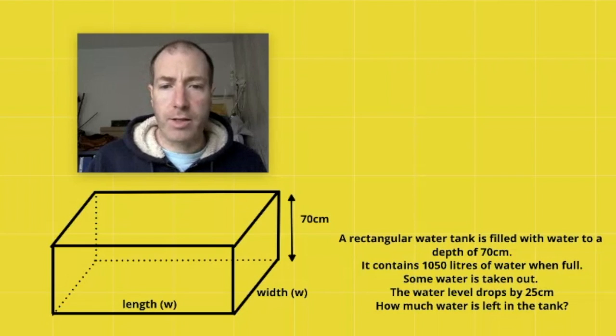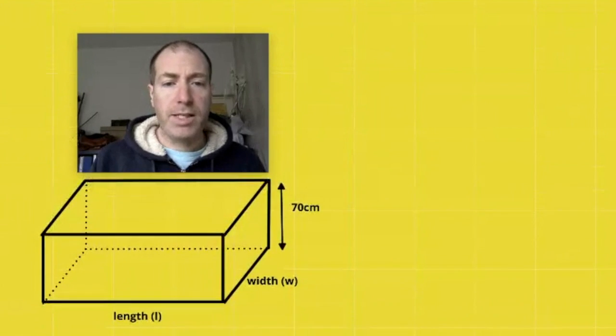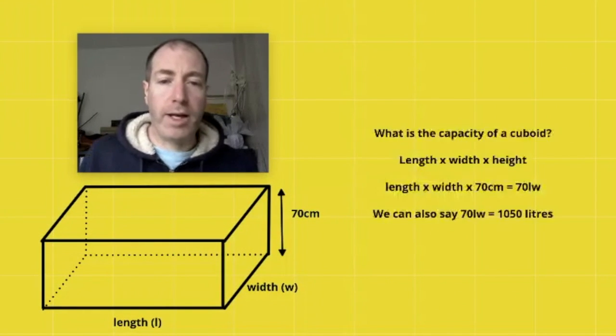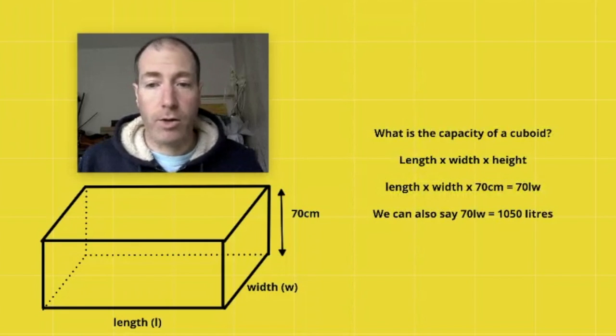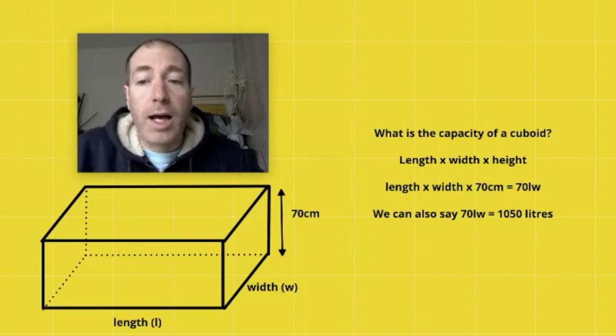Well, the first thing I think is important to do is to be very well aware of what the tank looks like and the dimensions. And you can see I've drawn it in the picture there. The next thing to be aware of is the formula for working out capacity. And there it is there on the side. Length times width times height.